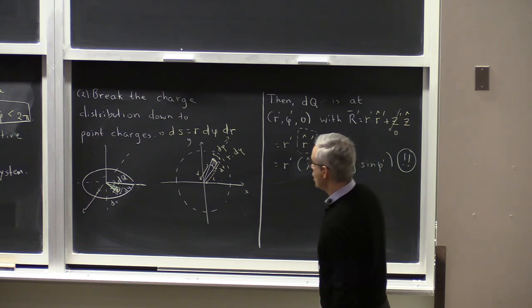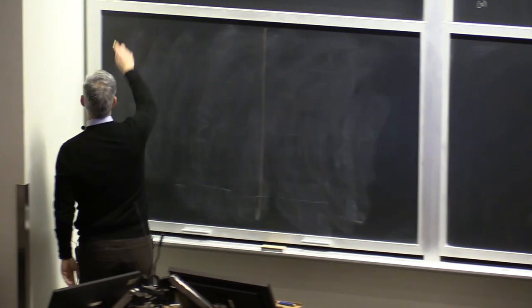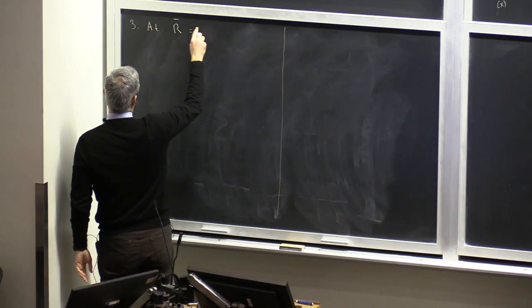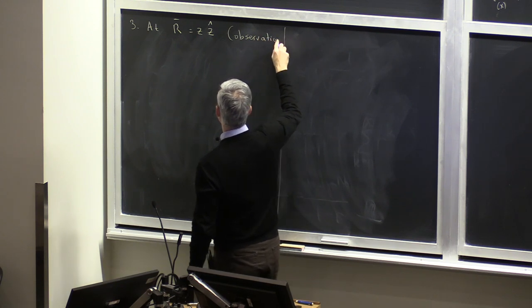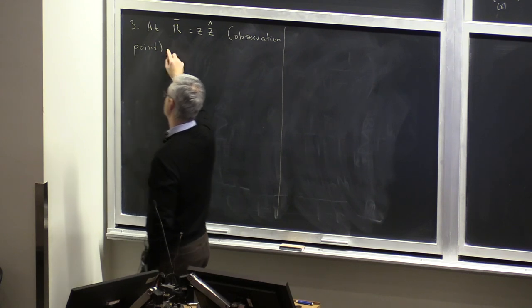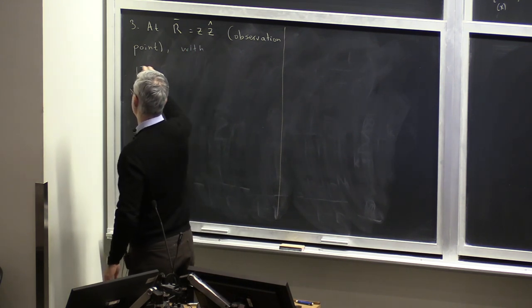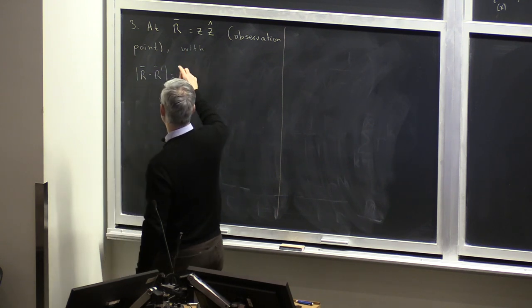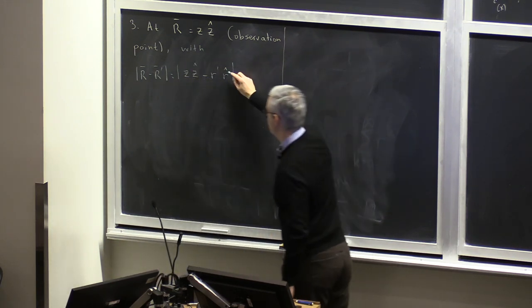All right, so then I go to the third step, which is the calculation of the potential that this charge produces at the observation point. So the observation point has this position vector. The distance from the charge can be found by computing the magnitude of this vector here, z z hat minus r prime r hat prime.